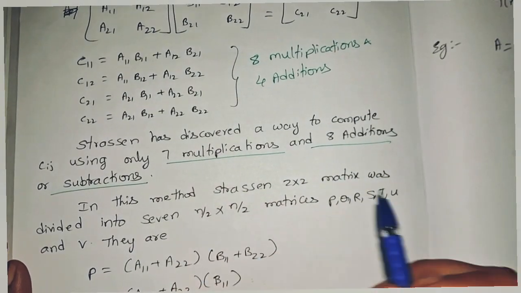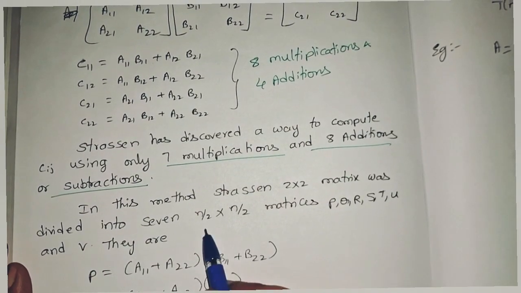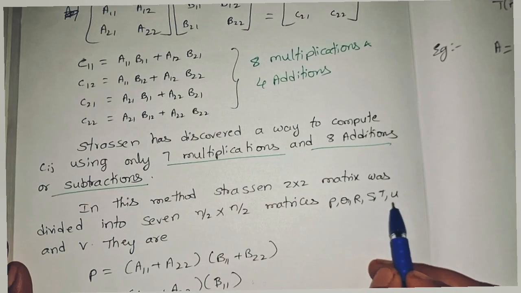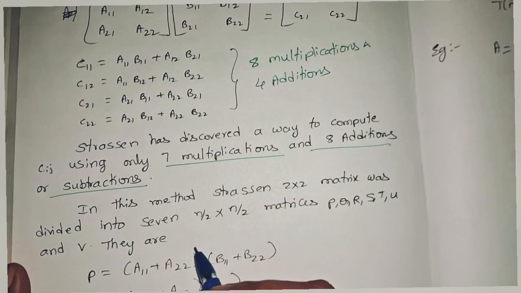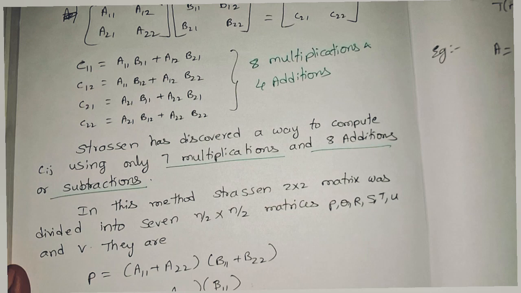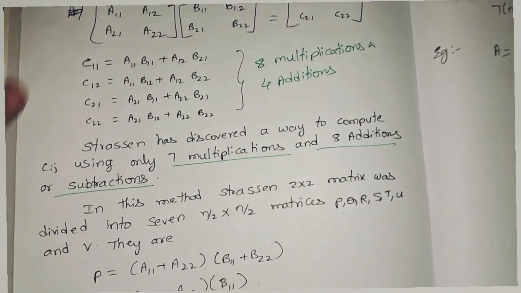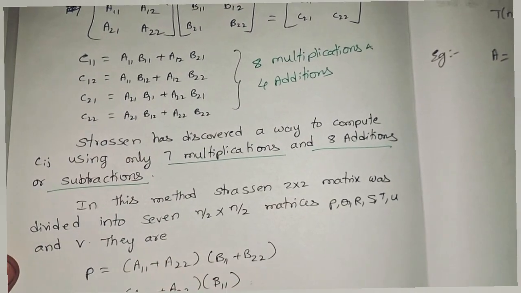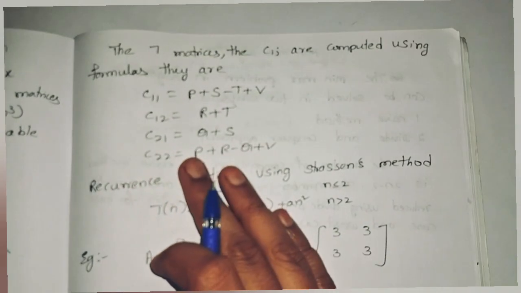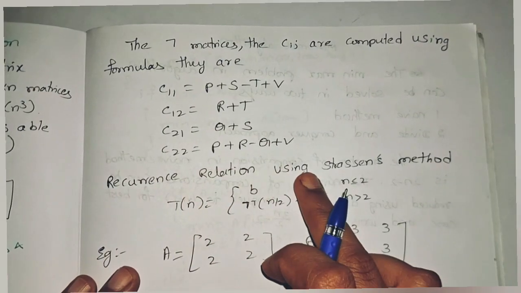In this Strassen's matrix multiplication method, we are dividing the matrix into 7 n by 2 into n by 2 matrices. So that is P, Q, R, S, T, U and V. So these are the 7 n by 2 into n by 2 matrices. Okay. So after calculating these elements, we will go on to find the values of the C11, C12, C21 and C22 elements.